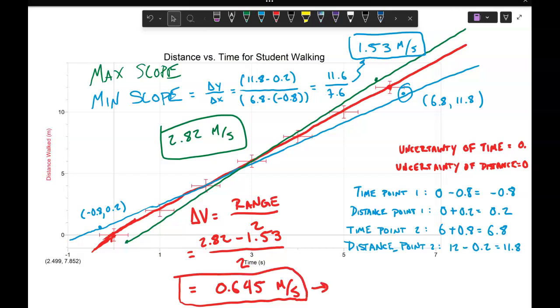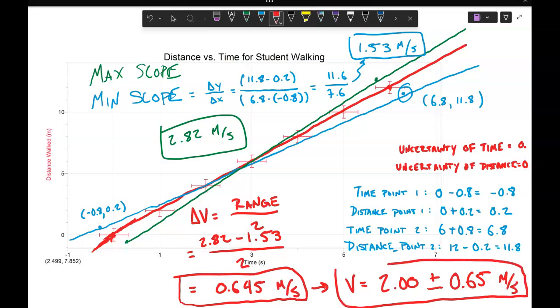So remember, when we report our value, we've got to make the precision match. So I told you I've got a value of 2 meters per second plus or minus the uncertainty, which is 0.645. But look, I'm only precise out to the hundredths place, so I'm going to cut off and round up that last value and report my uncertainty as 0.65 meters per second. And there's your answer.